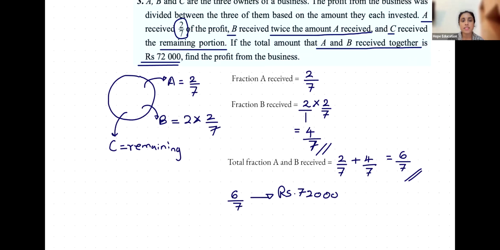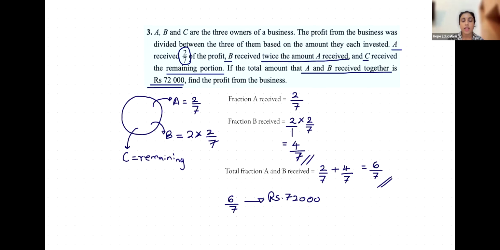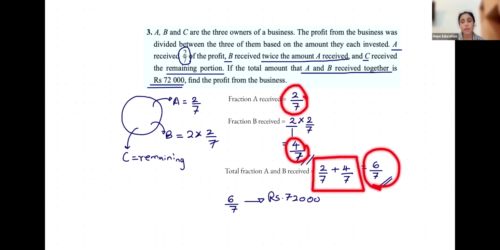So A received 2 over 7 of the profit. B received twice the amount A received. So A got 2 over 7, and B got twice that, which means I have to multiply by 2. 2 times 2 is 4. Then the fraction that B received is 4 over 7. The total fraction A and B received: 2 over 7 plus 4 over 7 means 6 over 7. Maria, up to that point, is it clear?